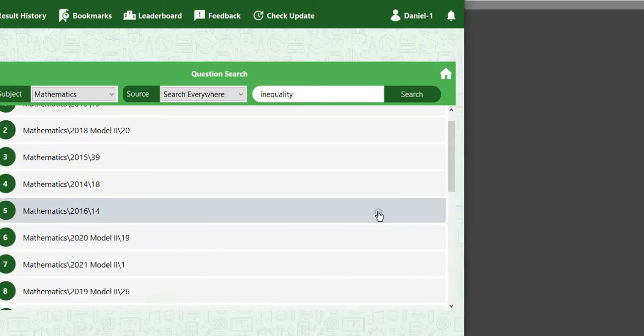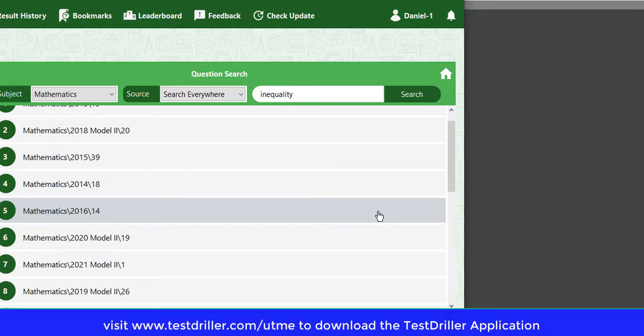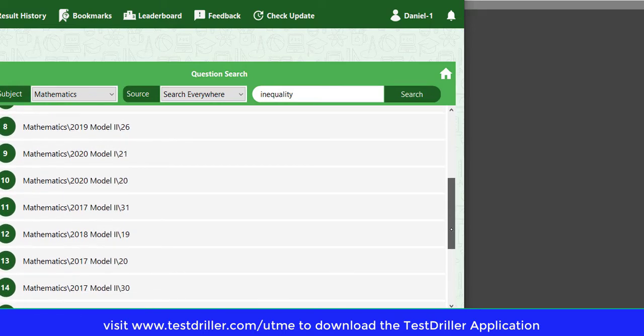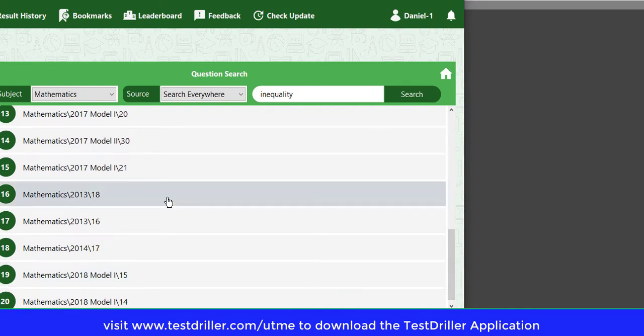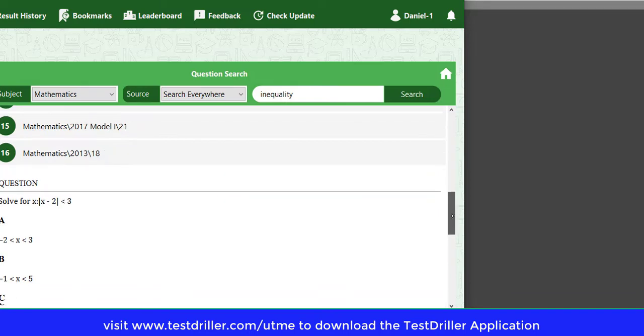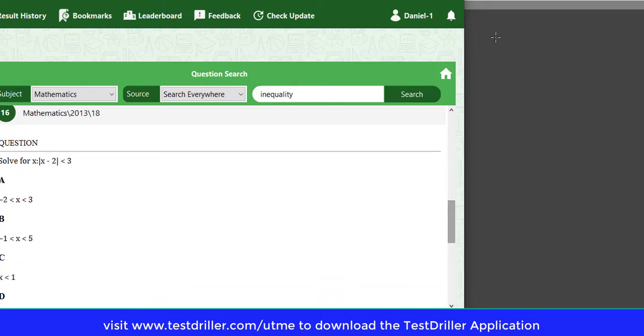Let's take a look at question number 18 for year 2013. The question goes as follows. We should solve for the value of x where you have the absolute value of x minus 2 less than 3. So the question is: solve for x where the absolute value of x minus 2 is less than 3. So let's solve for x.